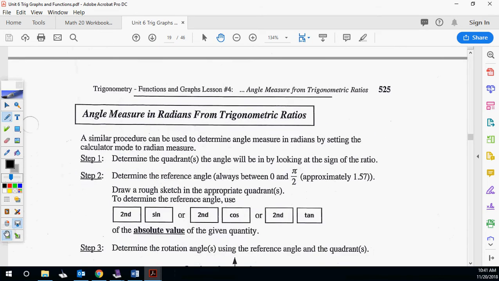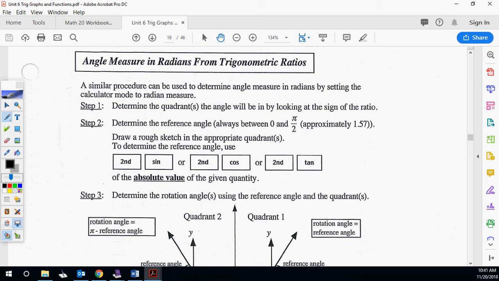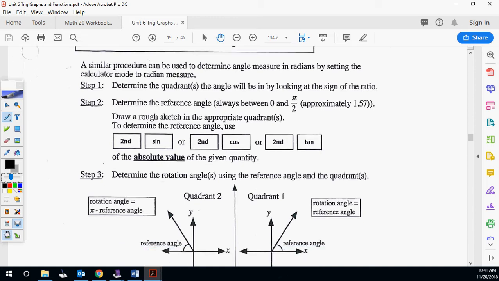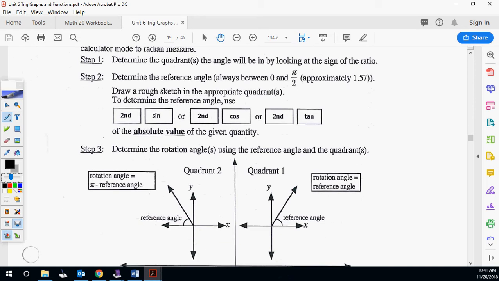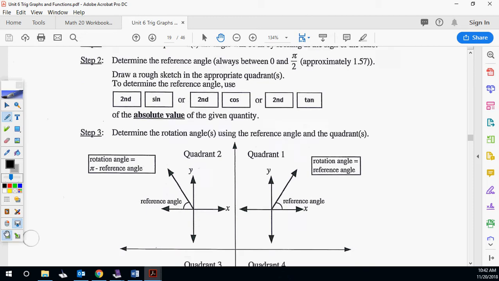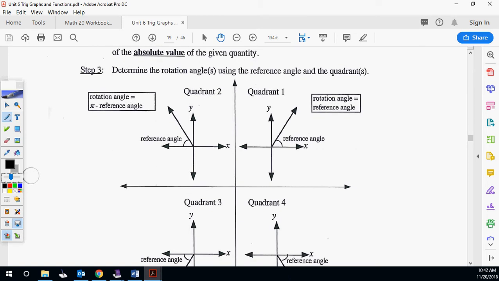Angle measures in radians from trig ratios. A similar procedure can be used to determine angle measure in radians by setting the calculator to radian measure. So right now, everybody's in degree mode. You can go to radian measure. We still determine the quadrants the angle will be in, so we can figure out the sign. Determine the reference angle in terms of radians. Then draw a sketch of the appropriate quadrants using sine, cos, or tangent. You take the absolute value of it. That just gives you the positive reference angle, which we can use in any quadrant. Then you determine the angles using the reference angle and the quadrant.